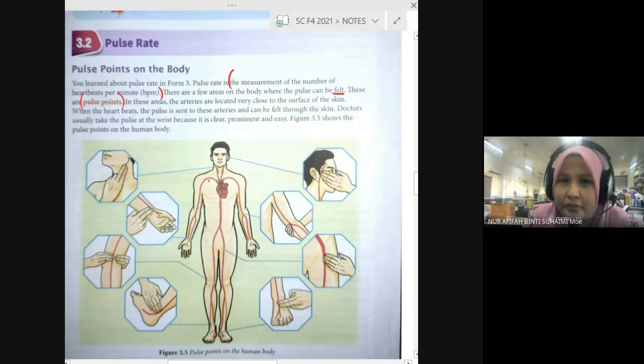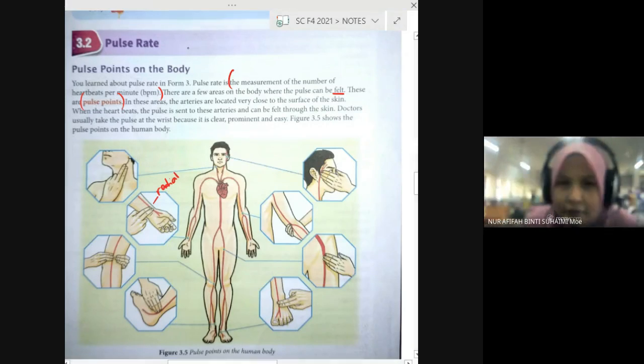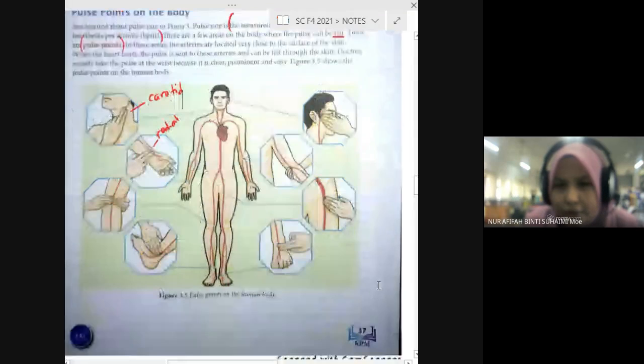For example, we have the radial pulse point at your arm. We also have one at our neck, which is the carotid, and other pulse points.